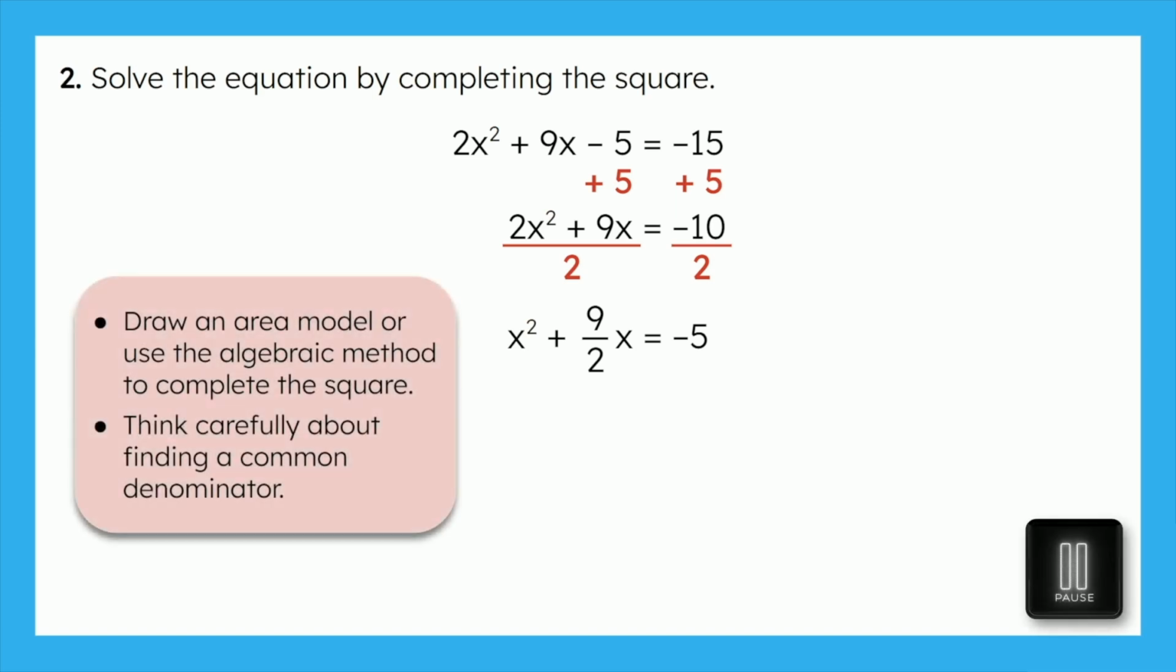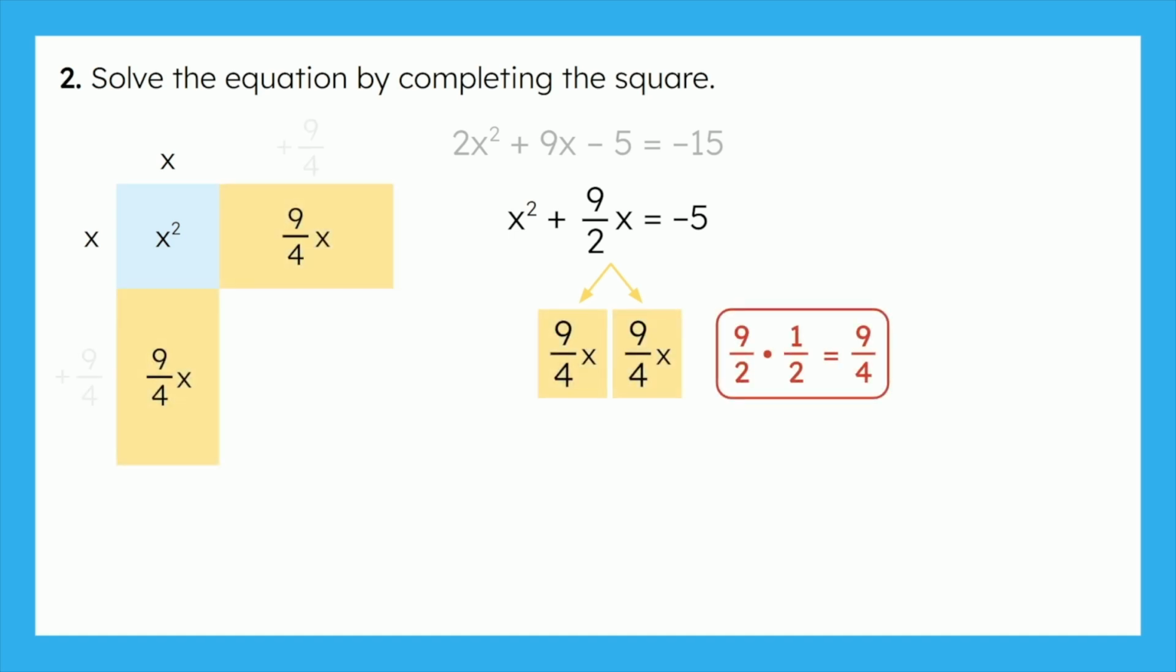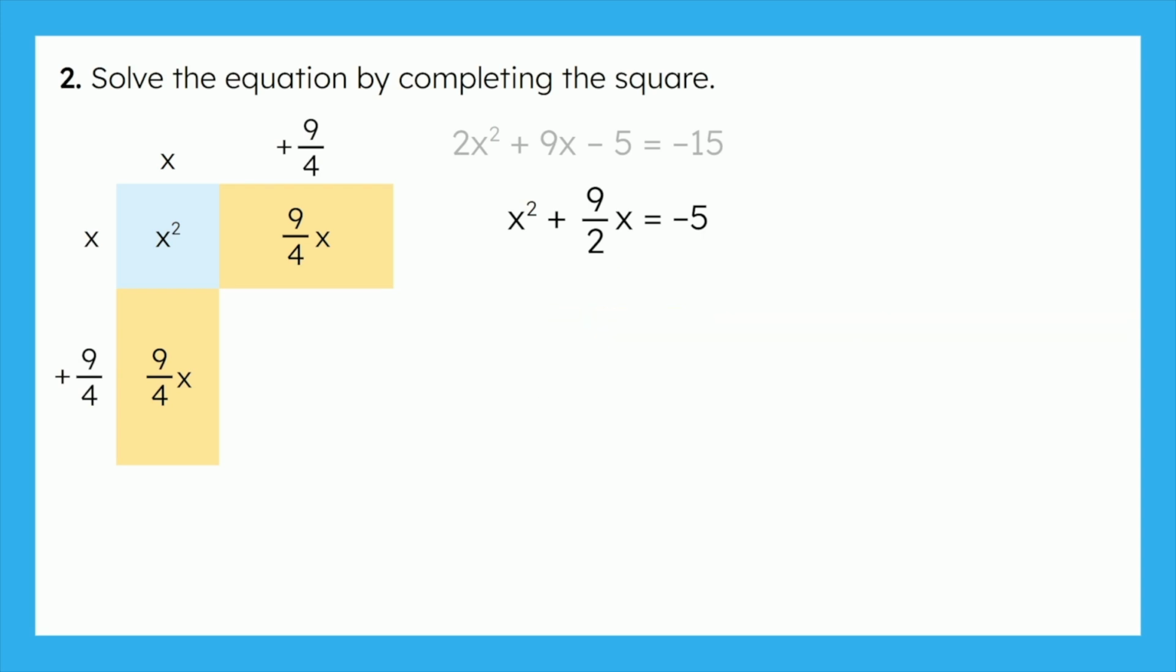Pause here while you give it a shot on your own, either by drawing an area model or using the algebraic method. Remember to find a common denominator when adding or subtracting fractions. To fill in the area model, we start with x squared, with x and x on either side. Then we split up 9/2 x, making, what would that be? Yep, 9/4 x, making each side x plus 9/4. What number do we now need to add in order to complete the square? That would be 9/4 times 9/4, or 81/16.